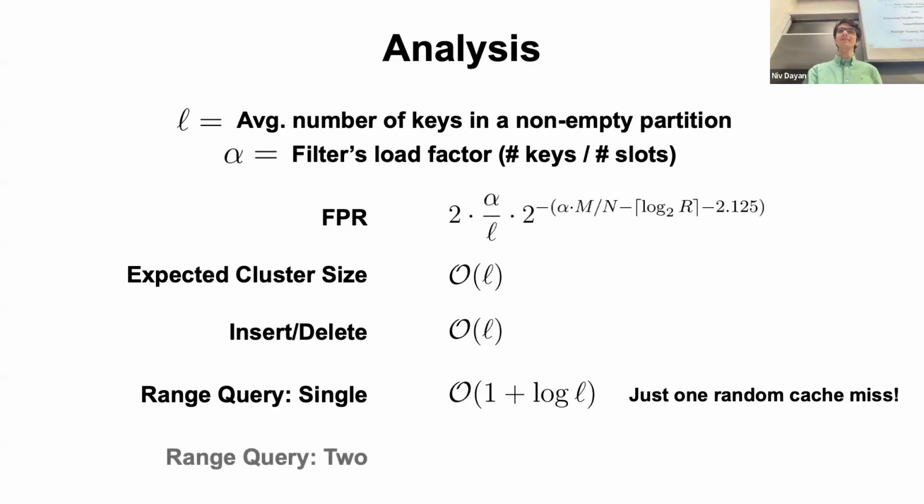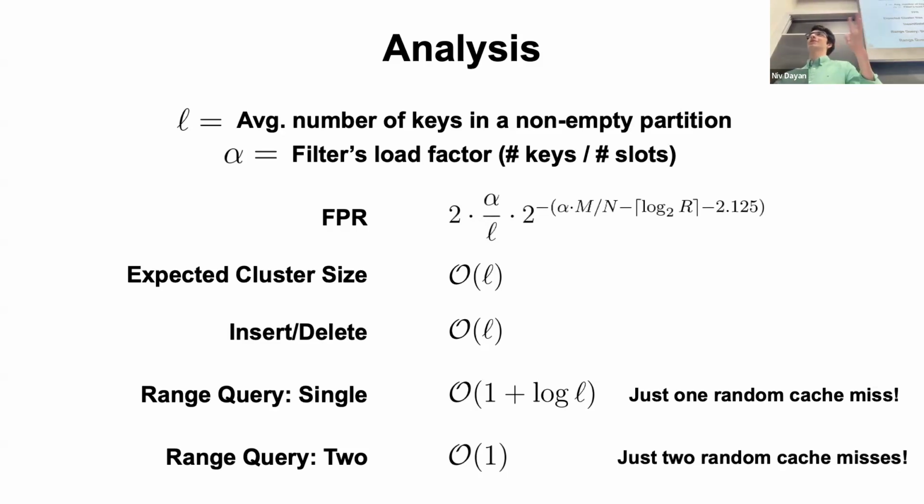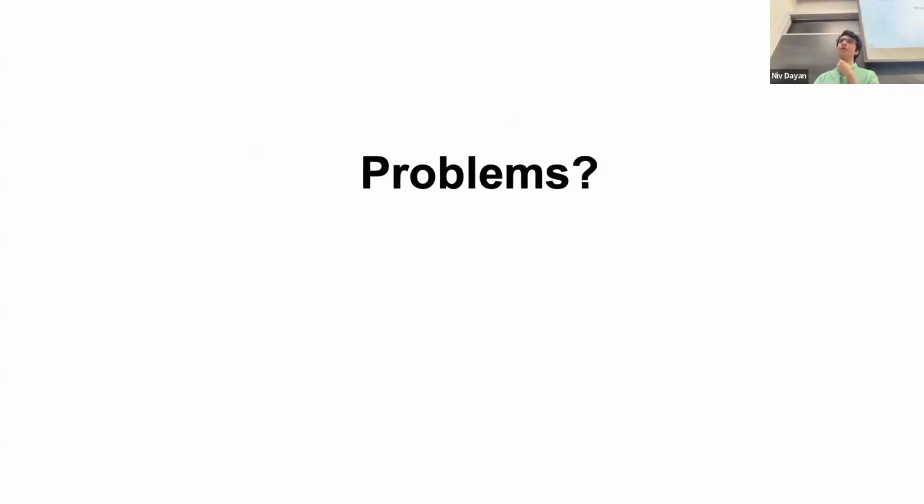Okay. And the case where your range query intersects 2 partitions is handled similarly. Here, you just don't have the binary search, so your cost is going to be constant, but you have 2 random cache misses instead of 1, which is still good, but it's not 1. All right. All clear? Cool. So that's it for Memento.